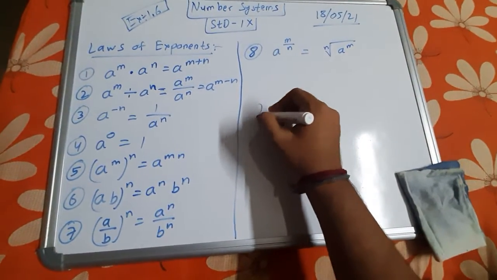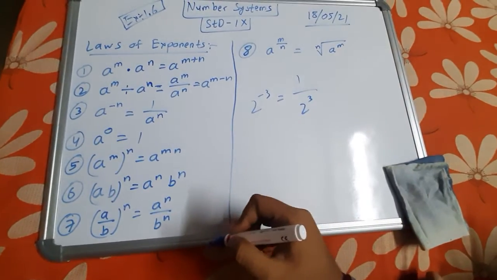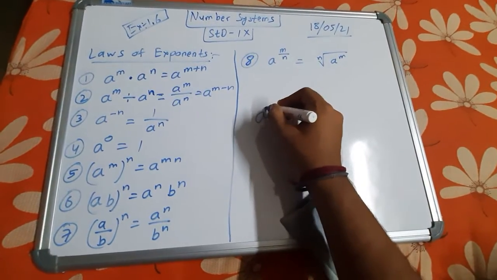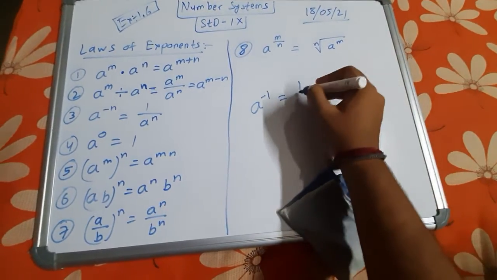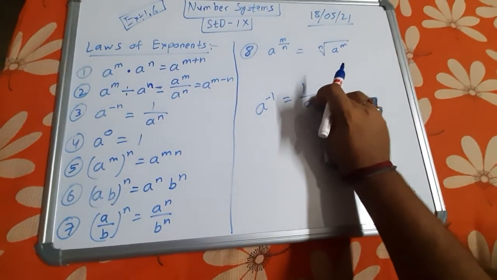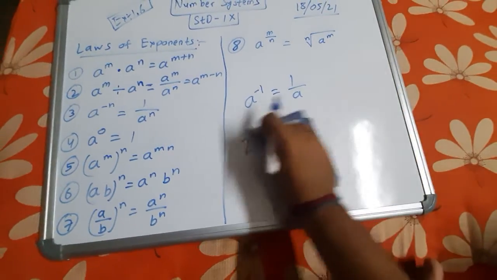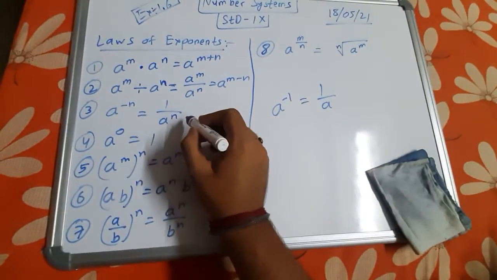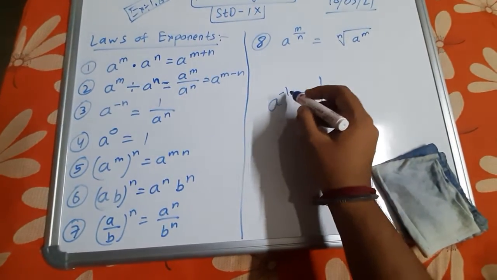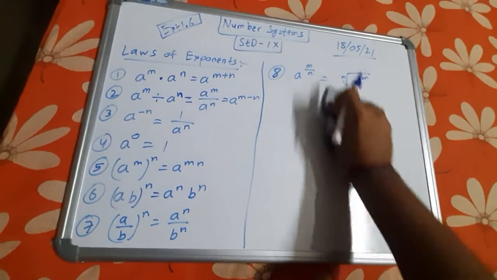Now the third law is a to the power minus n equal to 1 by a to the power n. Let's say 2 to the power minus 3 is equal to 1 by 2 to the power 3. From here it comes that any number to the power minus 1 is 1 by that number to the power 1. We don't even write to the power 1, because something to the power 1 is that thing only. So from formula number 3 we get a to the power minus 1 equals 1 by a, that is the reciprocal.